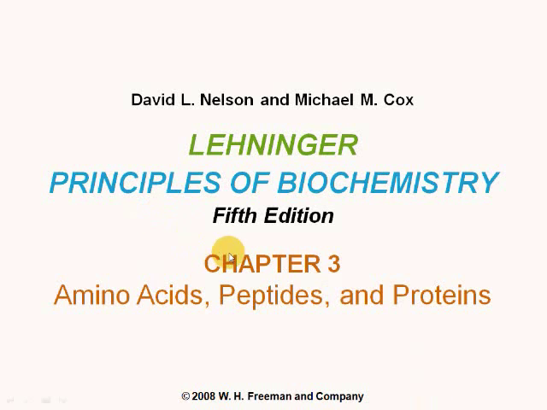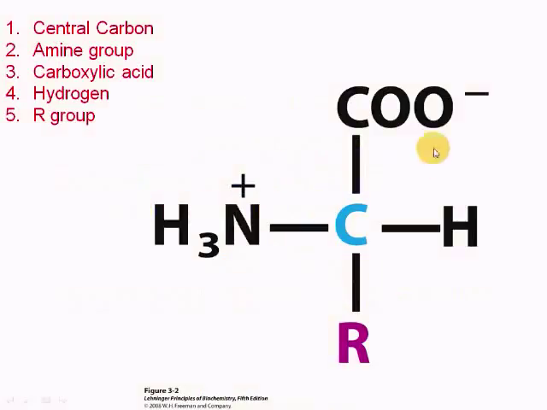This video will be about Chapter 3 on amino acids, peptides, and proteins. Alright, this is your standard amino acid structure. You have 5 parts to it. You have your central carbon, you have your amine group, your carboxylic acid, a hydrogen, and an R group.